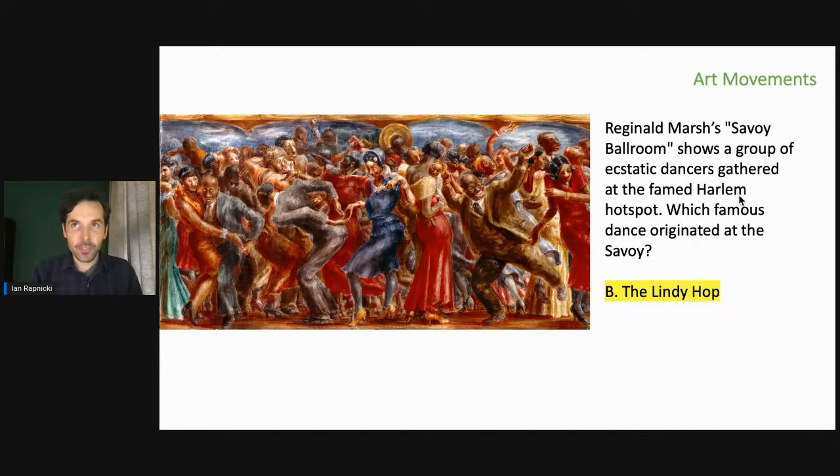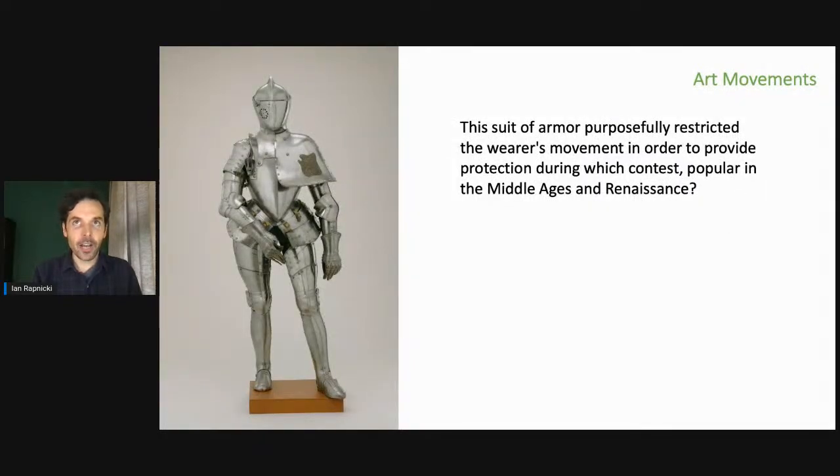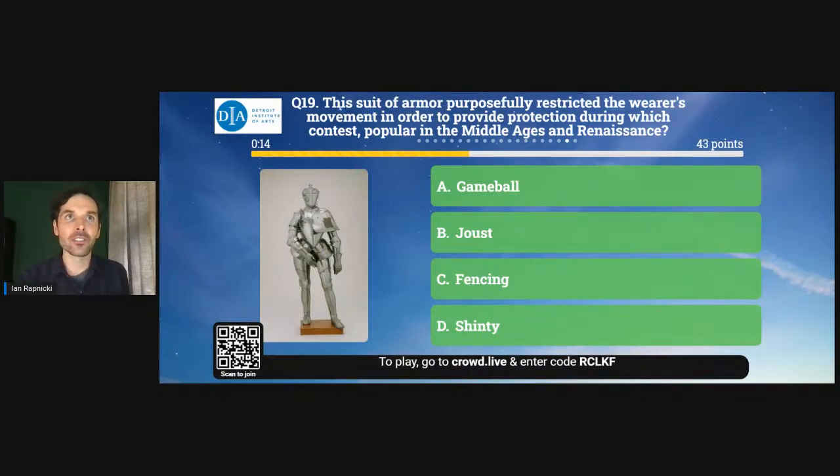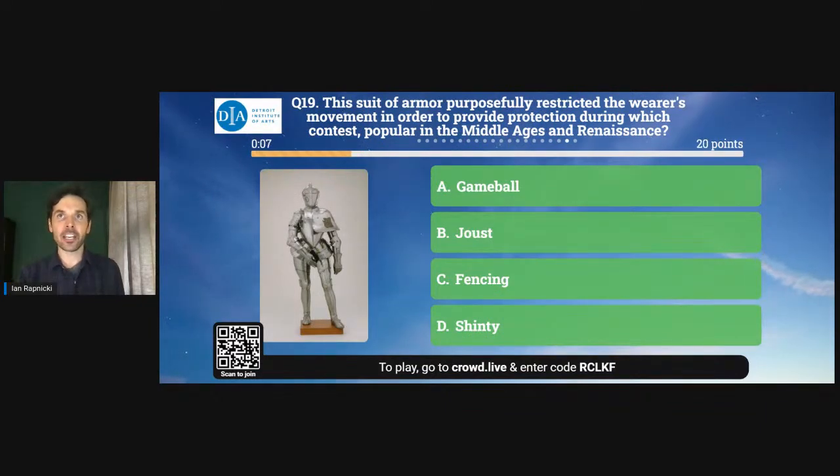All right, let's hop to the next question without an answer on screen. Okay, this suit of armor purposefully restricts the wearer's movement in order to provide protection during which contest popular in the Middle Ages and the Renaissance? Was a suit of armor like this used for game ball, jousting, fencing, or shinty? So again, the suit of armor, if you look at it and you understand sports, you might notice the functionality of it is clear when you know what you're looking at. Which sport was it? Game ball, jousting, fencing, or shinty?